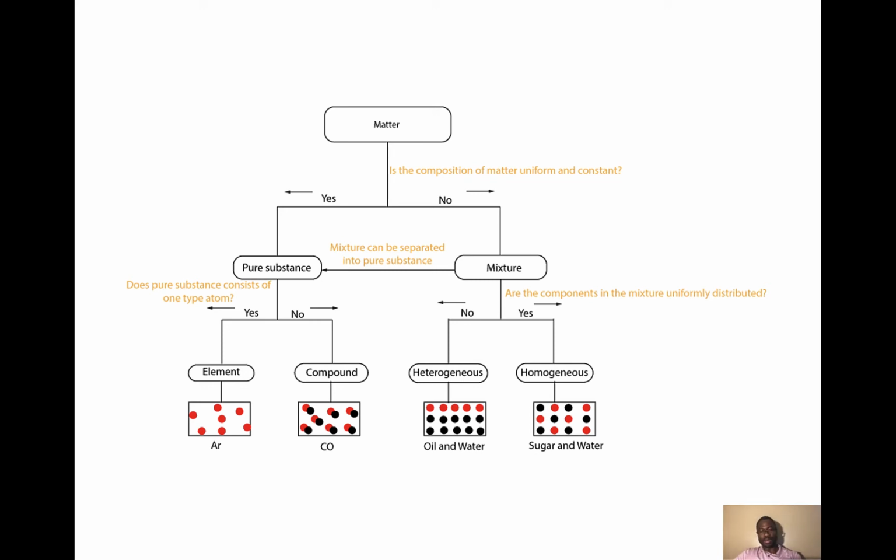Now, if it's homogeneous, it means that the components in the solution are uniformly mixed. An example is a sugar and water solution or salt and water. So you see the dark and red circles are uniformly distributed in this box, describing a homogeneous solution.